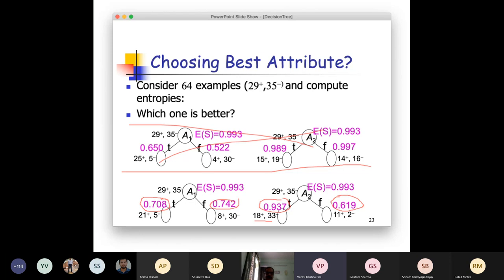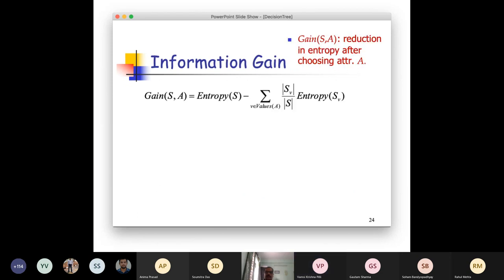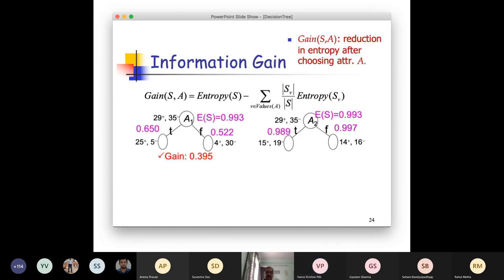Yes, sir. So there you have to take a weighted average. So let me go through. With respect to this example, let us see. This is the gain 0.395, the first case, right? The first case of distributions, this is 0.395 and this is 0, no gain.